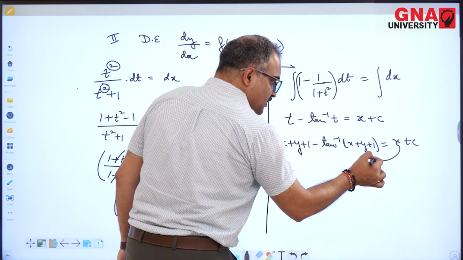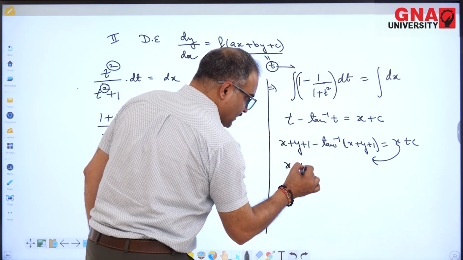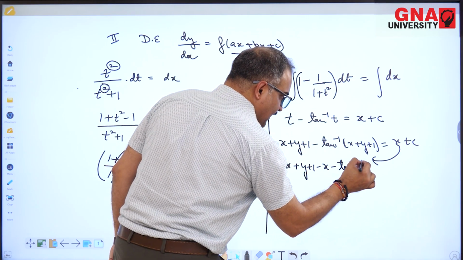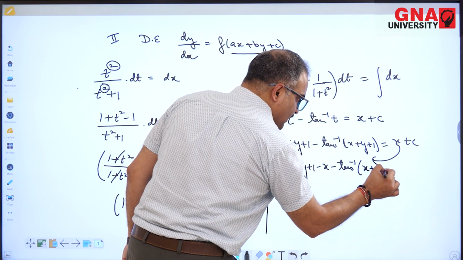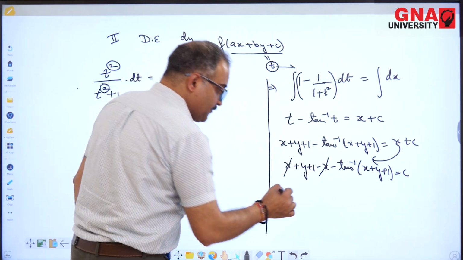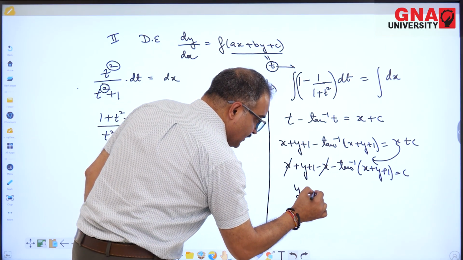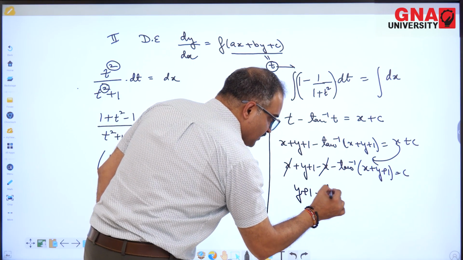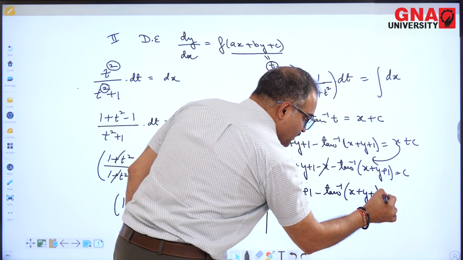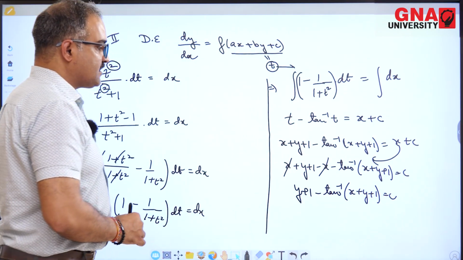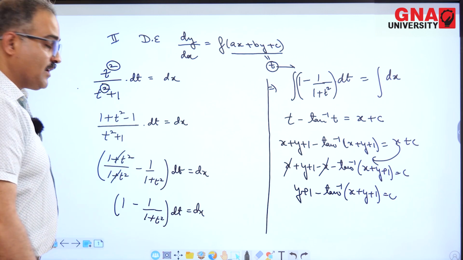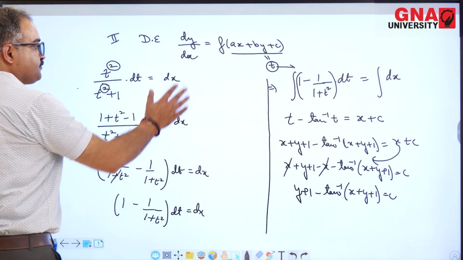Now I'll take this x to the other side. So it will be x plus y plus 1 minus x minus tan inverse of x plus y plus 1 is equal to c. Minus x and plus x cancel out. So we get the result y plus 1 minus tan inverse of x plus y plus 1 is equal to c. So this is the answer for this type of equation. Okay, taking one more example from this concept.